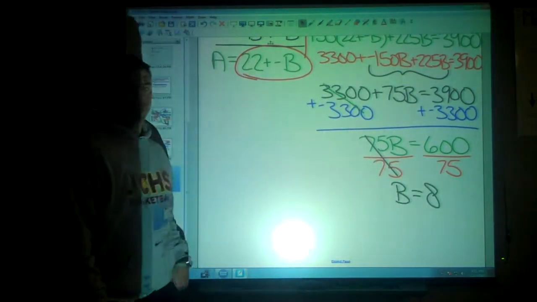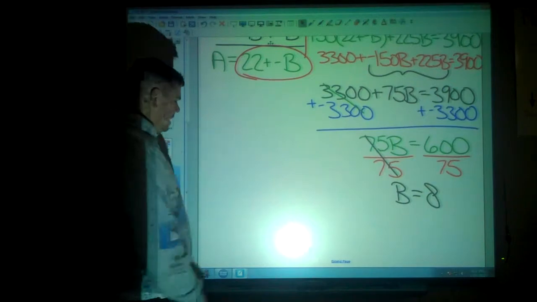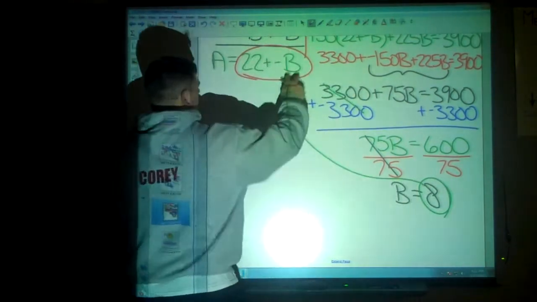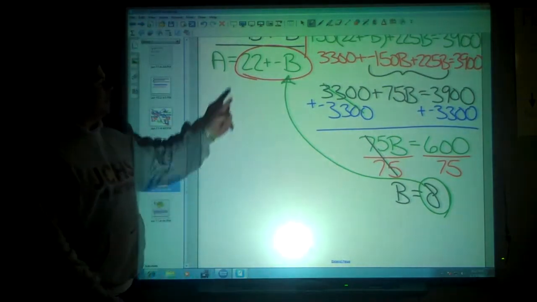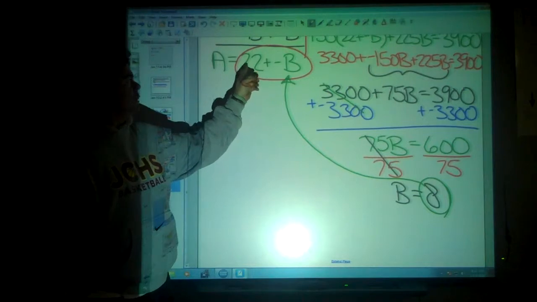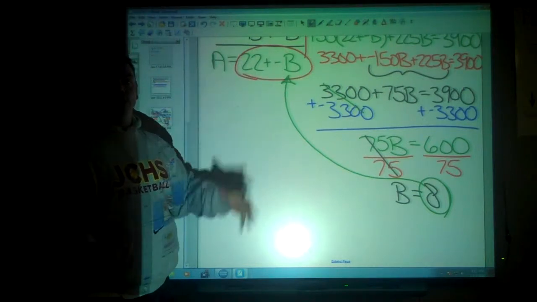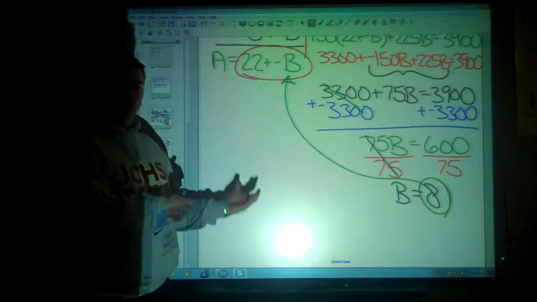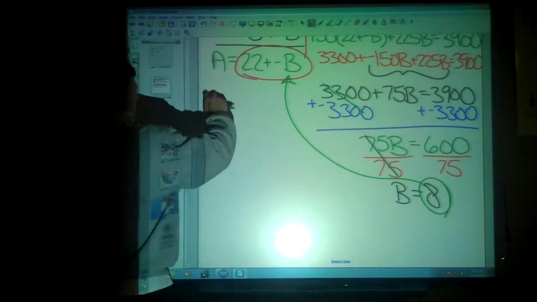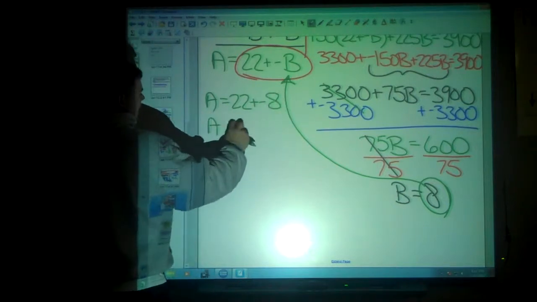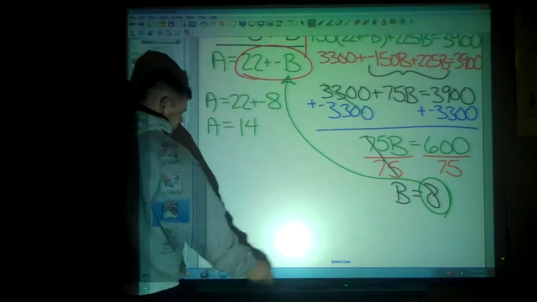We sold 8 machines that are that type of B. We now take this answer and we substitute it back in for B. Be very careful, that says negative B. If you don't pay attention to that, you're going to go 22 plus 8 is 30. Oh, I sold 30 fax machines. How can you sell 30 fax machines when it says we sold 22 total? So A is equal to 22 plus negative 8, which means that A is equal to 14 machines.